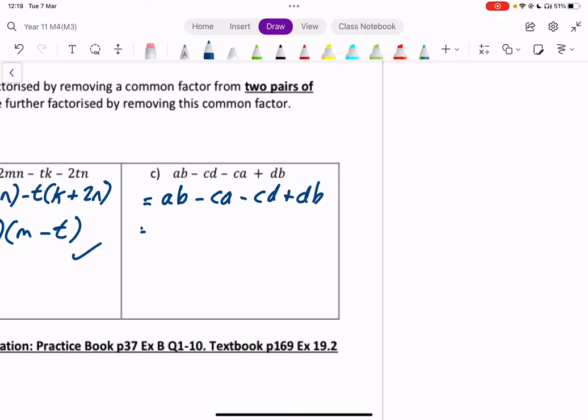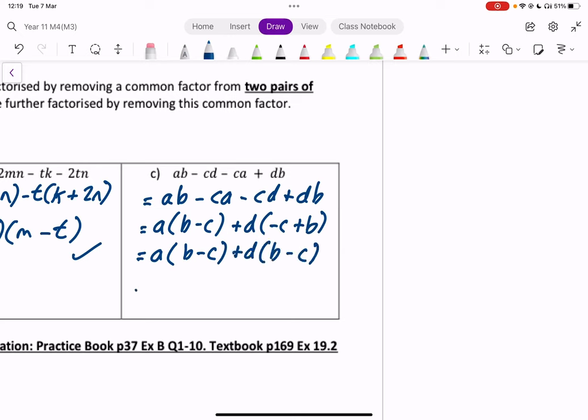So a wee bit trickier, this one. Then I can pull an a outside a bracket, so a times (b minus c). And over here I could pull a d outside a bracket, so I'll pull out a plus d, and I will have minus c plus b. Now it doesn't look like these brackets are the same, but they are. If you think about the second bracket, you could rewrite that second bracket as just b minus c. And then you're in the same place as you were in the previous examples. Write down your common bracket. It was b minus c, and it was multiplying a, and it was multiplying d, and that is us done.